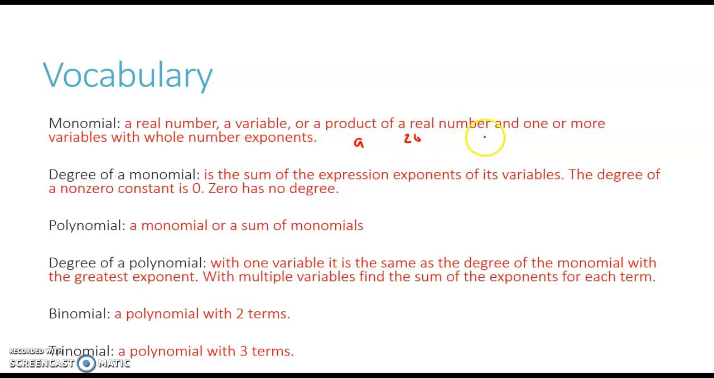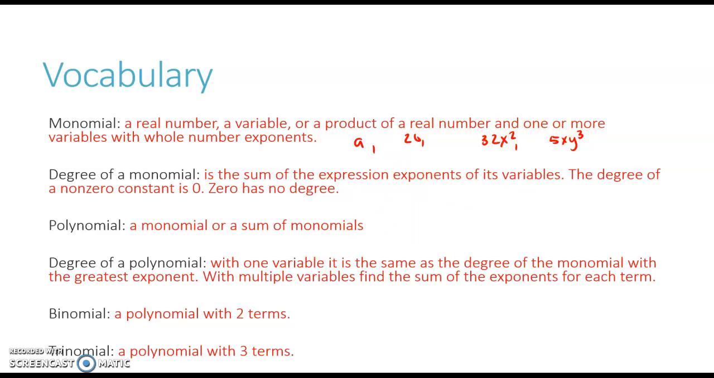It could be 32x, or 32x squared, or 5xy cubed. All of these right now, and I'm going to put commas to indicate that there are more, are monomials.